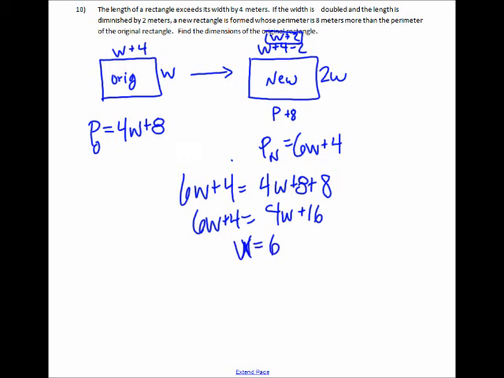So then what do they want to know? The dimensions of the original. So this would be 10 by 6 meters. That would be your final answer. So that's kind of how you do this original-new thing and set it up appropriately.